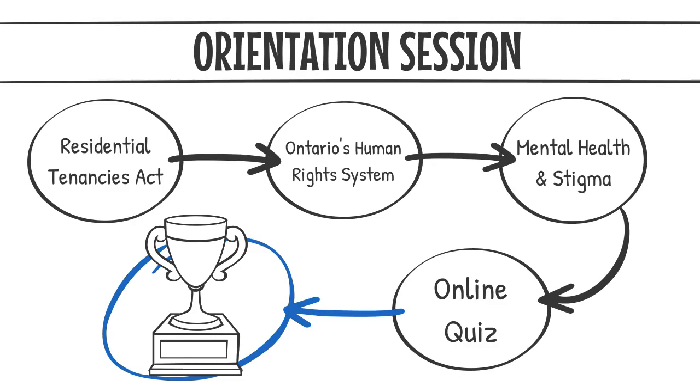The orientation session will consist of 3 parts. We will begin with an overview of the Residential Tenancies Act, an overview of the Province of Ontario's human rights system, and end with an overview of mental health and stigma in the Region of Peel. Each of the 3 parts will focus on how you as a landlord will interact with these topics and the requirements and responsibilities you are beholden to as a landlord.